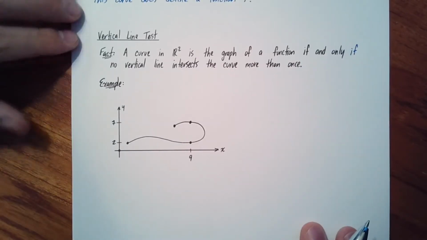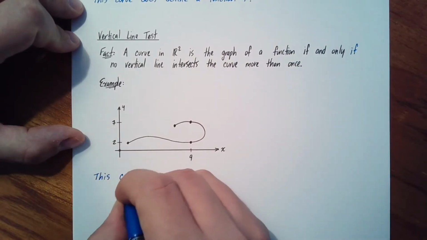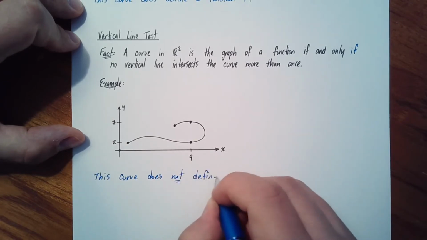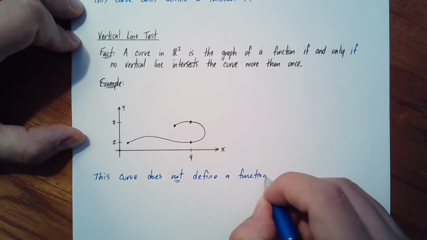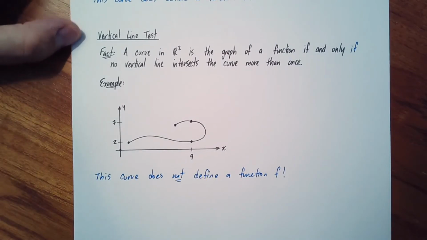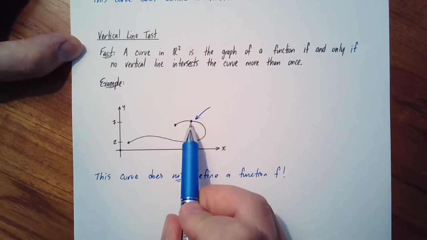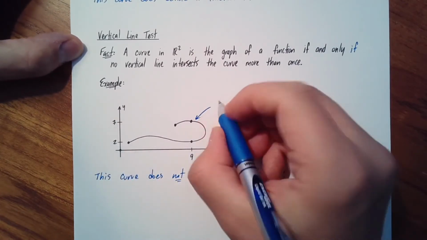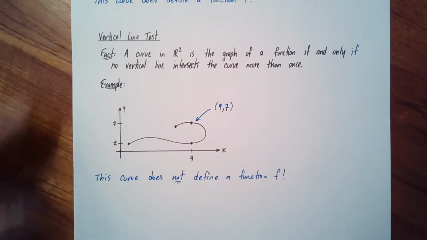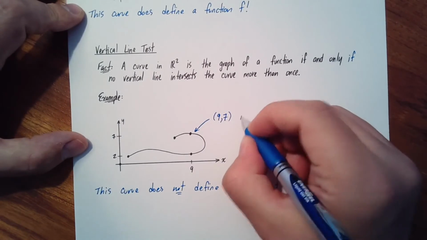Okay, for this example, I'm going to claim to you that this curve does not define a function f. Okay, and how do we know that? Well, let's look at what would happen if it did. Take a look at that point there. It's got an x-coordinate of 9 and a y-coordinate of 7. So you've got a point here, 9, 7. Well, by the logic we used up here, that would imply that f of 9 is equal to 7.